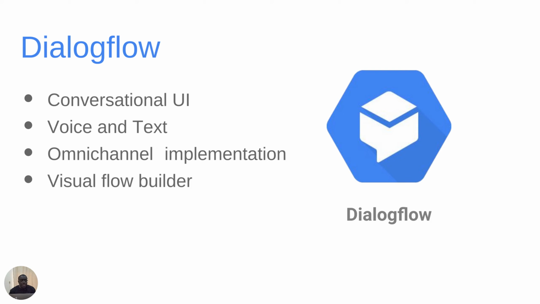Now, if you're more interested in conversational user interfaces, that's what we tend to call chatbots, then there's Dialogflow that you can make use of. And Dialogflow will let you accept input using both voice and text. So if you think of your Google Assistant, you're able to type, but you're also able to speak. So you can turn on the microphone and speak. And there's a visual flow builder. So you're able to visually design your application.